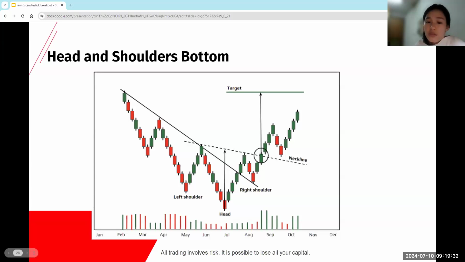Here's the head and shoulders bottom, which is just the opposite of what we were talking about with the top. So here instead of an ascending trend line, we have a descending trend line. The head is, I guess in this case, not really a high since it's a swing low. Once price breaks out of that trend line and retests that trend line from the top, it has then formed a right shoulder. Once it breaks out of that neckline, we then go in for a buy towards that target.